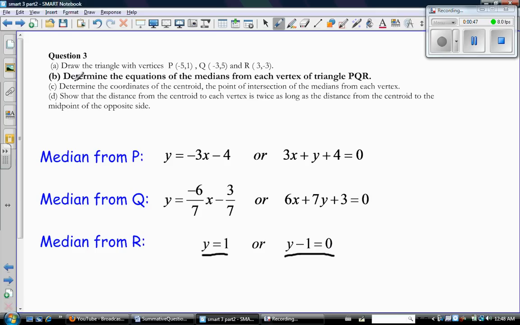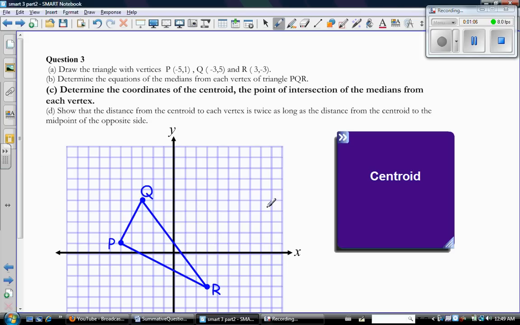So this was the question that said, determine the equations of the medians from each vertex. So we reviewed what medians were, and we algebraically found each of the 3 median lines, and then we made sure to put them in both slope-intercept and standard form, just in case that's what your teacher wants. So now we're on to the next part.